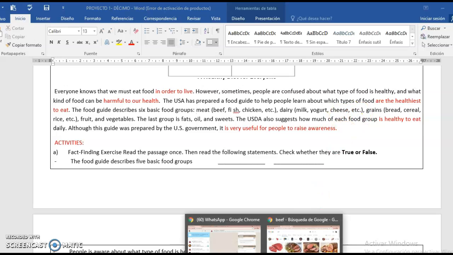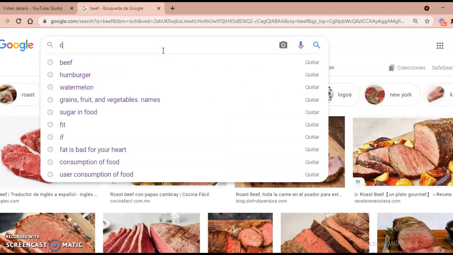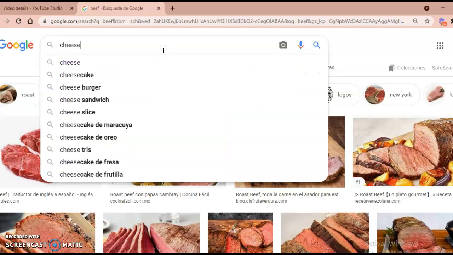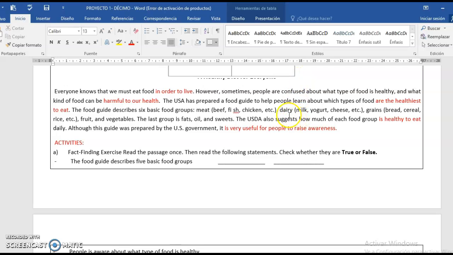Let's find what cheese is in English. Cheese, this belongs to the second group. Oh, this is cheese. So the second group is called dairy. The first group is called meat.